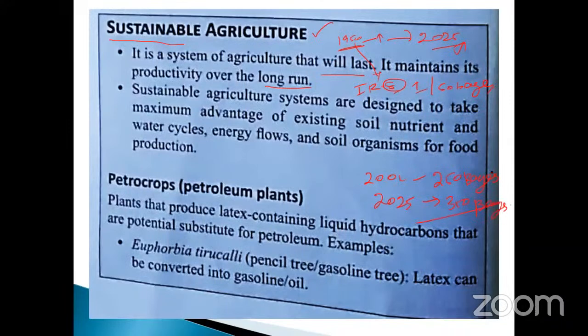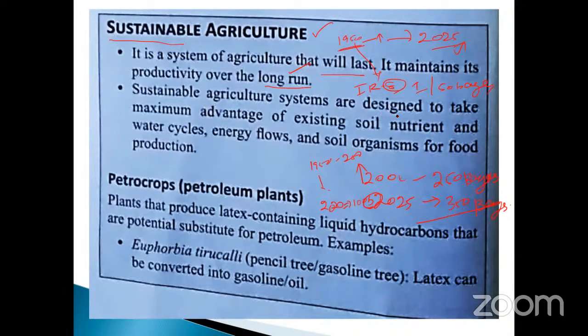So here the yield is only increasing, isn't it? Suppose it is the reverse: in 1950 it may be 250, and it gradually decreases, and in 2020 or 2025, what happened? Only 100 bags, it is in a reverse manner, isn't it? That is the thing they have given here. It is a system of agriculture that will last. It maintains its productivity over the long run. That is very, very important.